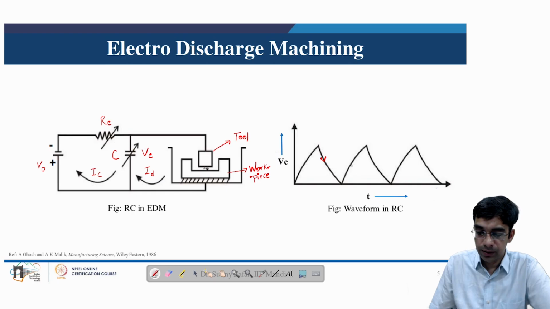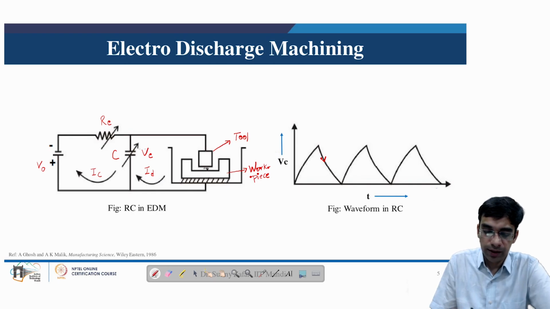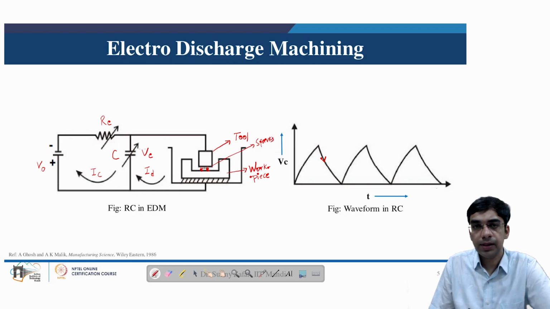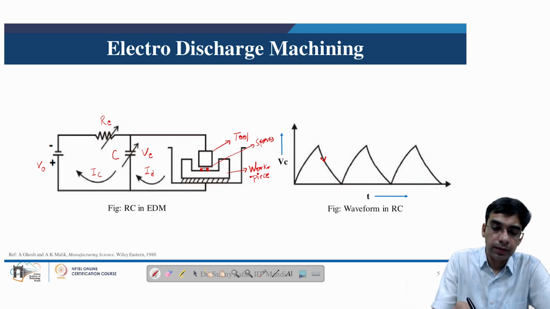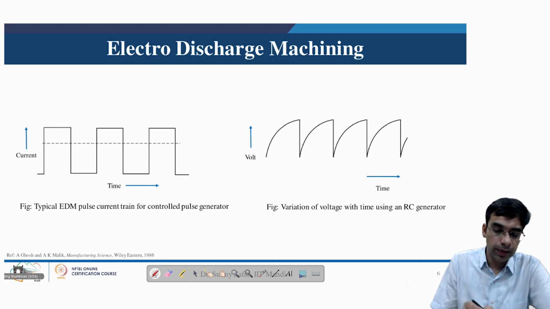During the sudden discharge, several sparks are generated in this tool workpiece gap, and these sparks are micro plasmas which have very high temperature, and once these sparks come in contact with the workpiece, they consequently remove material.